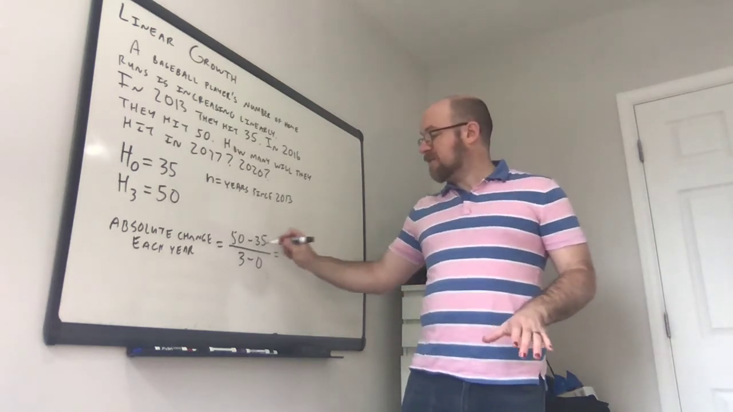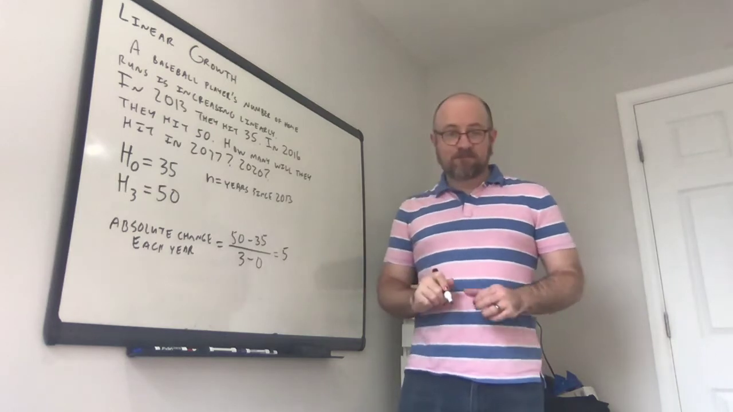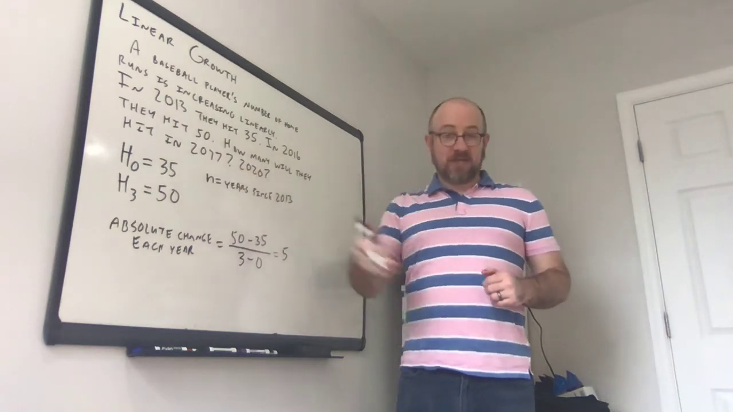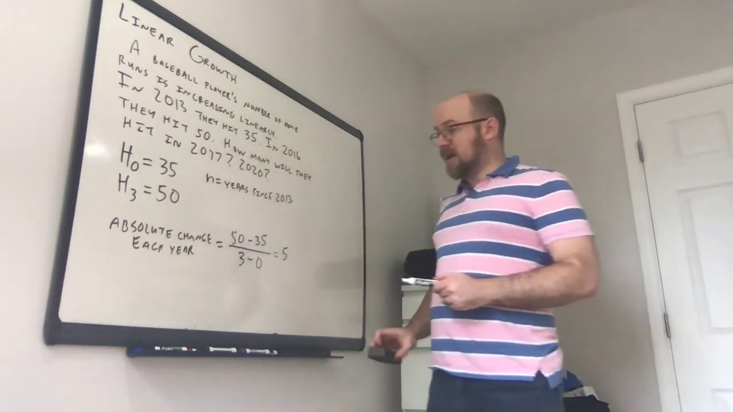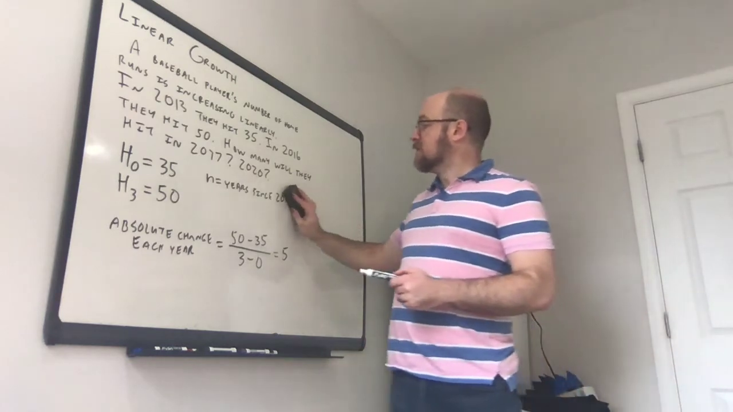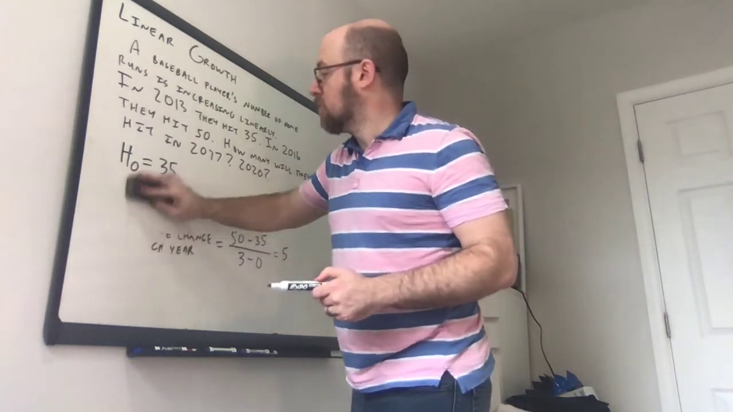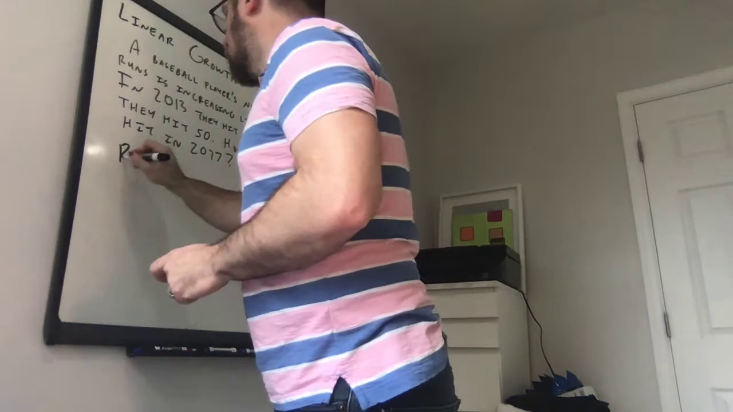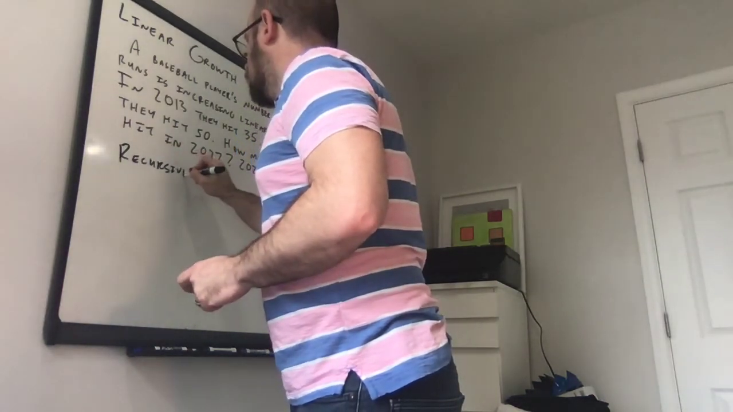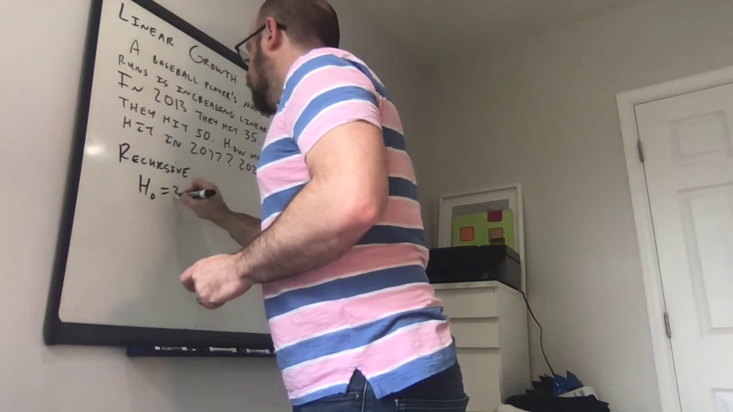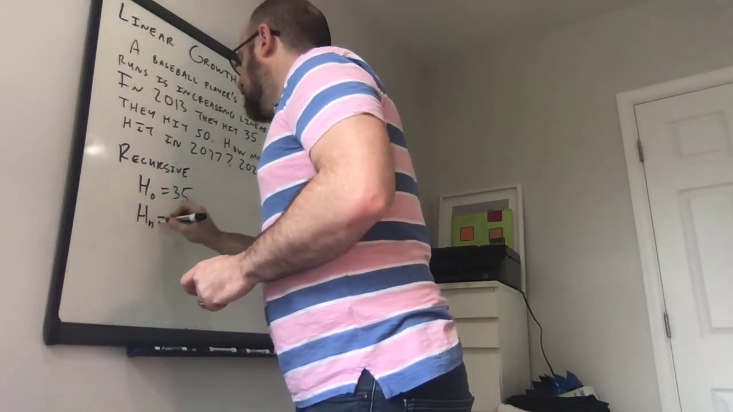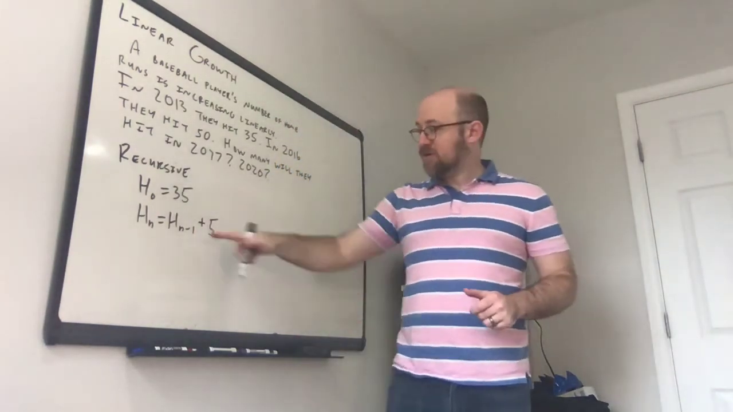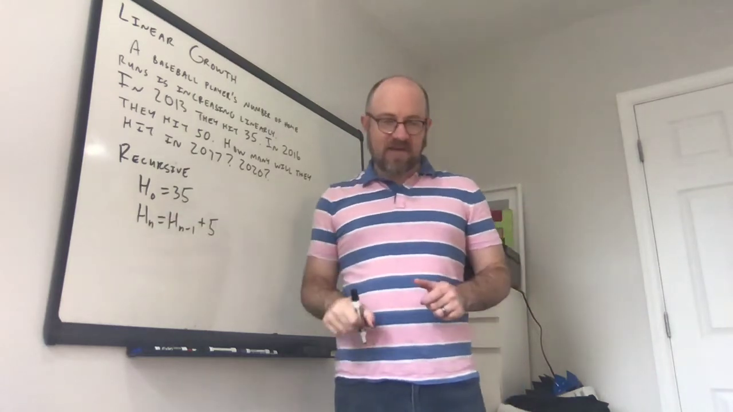And so in this case, we get 15 divided by 3 is 5. Okay? So what we know is that we're starting at 35, we're going up by 5 each year. And so that's enough to figure out our two equations. So we can figure out both our recursive equation, which would be h0 equals 35, h sub n equals h sub n minus 1 plus 5, because we're adding on 5 each year, so the previous value, add 5 to get the next value.